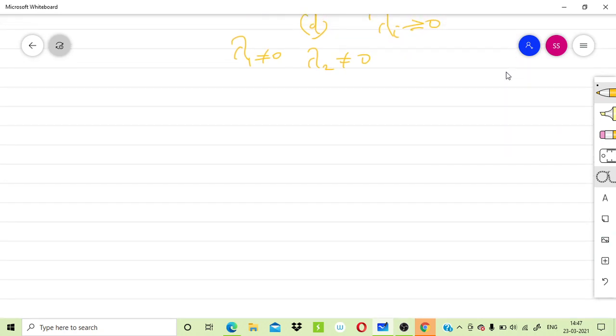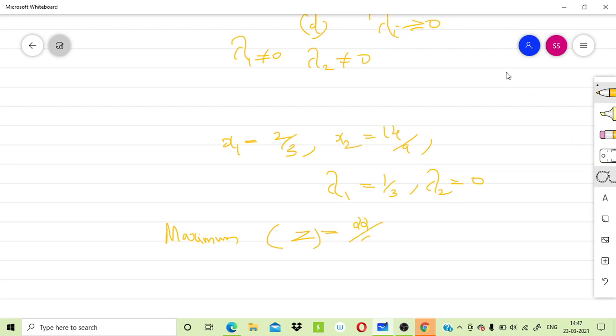Hence the optimum solution will be given by case 3, in which x1 we got as 2 by 3 and x2 we got as 14 by 9 and lambda 1 we got as 1 by 3, lambda 2 equal to 0. So you substitute in z, then the maximum value of z, I think you will get 22 by 9, so that will be equal to 2.44. So this is our problem solving using Kuhn-Tucker conditions.